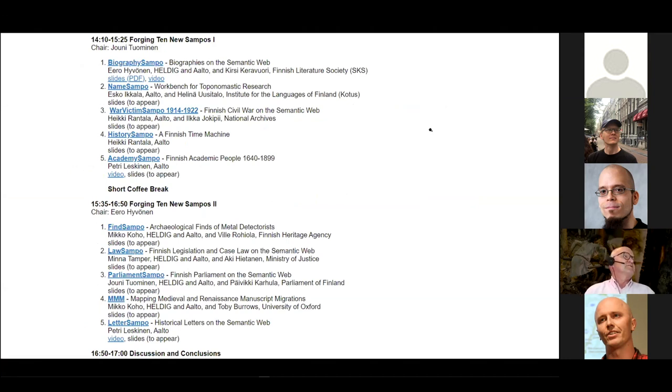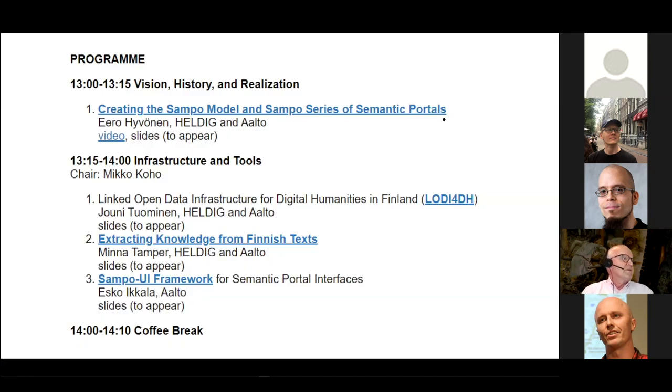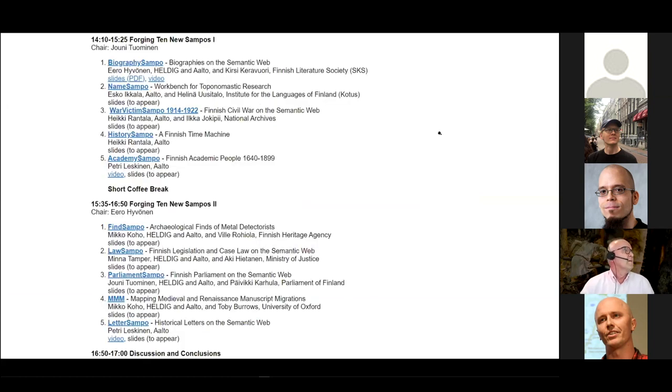After this presentation, Jouni Tuominen and Mikko Koho will be chairing another session on infrastructures and tools that we have been using on these semantic portals. And then we have a small coffee break. And after that, Jouni Tuominen will be chairing the first session of the 10 Sampo presentations. We'll have another coffee break in the middle, and then in the final session, we have 5 Sampo presentations more. And in the end, there will be discussion and conclusion session.